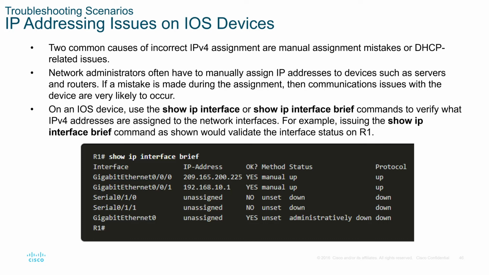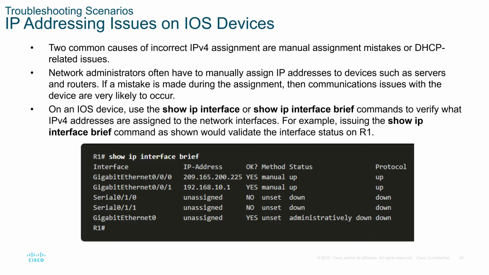Two common causes of incorrect IPv4 assignment are manual assignment mistake or DHCP-related issues. It is very common to type in the wrong IP address. Network administrators often have to manually assign IP addresses to devices such as servers and routers. If a mistake is made during the assignment, then communications issues with the device are very likely to occur.